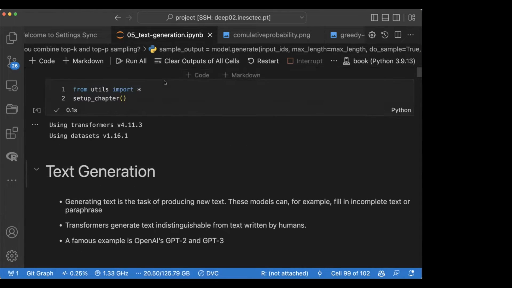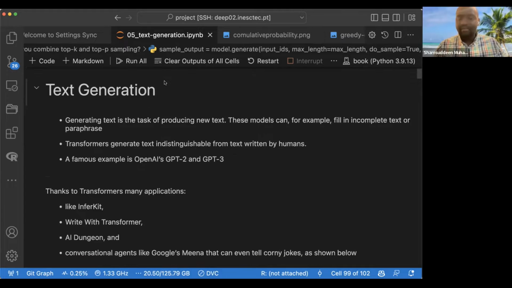Today we are at week, chapter 5, which is text generation. I will be here to lead today's discussion, though feel free to jump in because I'm a newbie to this stuff. Today's chapter is about text generation, and basically all the text here is from the books because I have the soft copies.